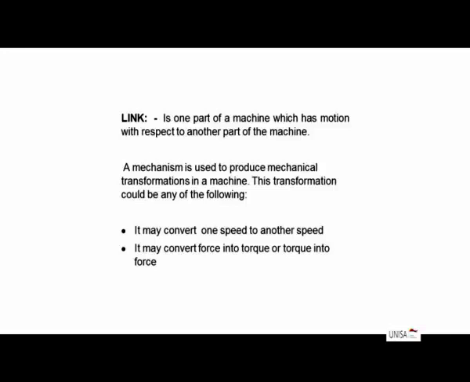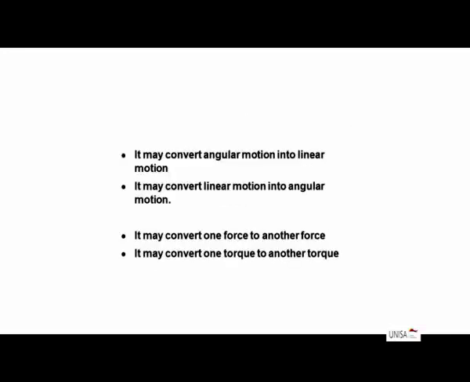A mechanism is used to produce mechanical transformations in a machine. This transformation could be any of the following. It may convert one speed to another speed. It may convert force into torque or torque into force. It may convert angular motion into linear motion. It may convert linear motion into angular motion. It may convert one force to another force. It may convert one torque to another torque.